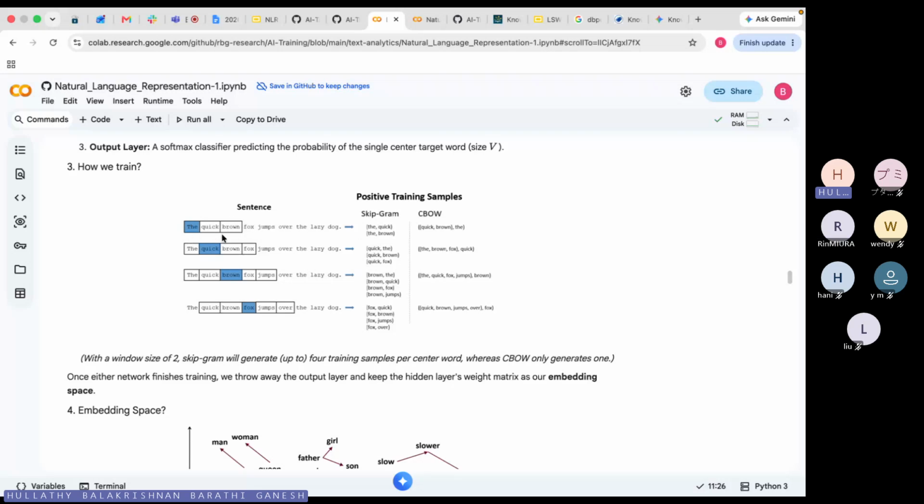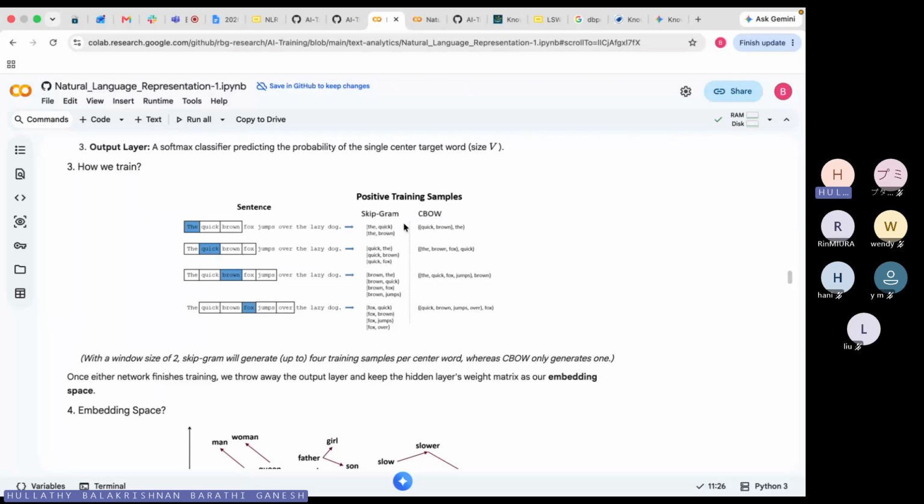So it will look at both the left side and right side. In order to get more context, we can increase the window size. If you want 4, then it will be 1, 2, 3, 4, up to where jumps comes. But now we are taking only a window size of 2. So in the skipgram, the input is one word, and the output, the predicted context, would be quick, brown. Given the word the, predict quick and brown. That's how this input-output is formulated.